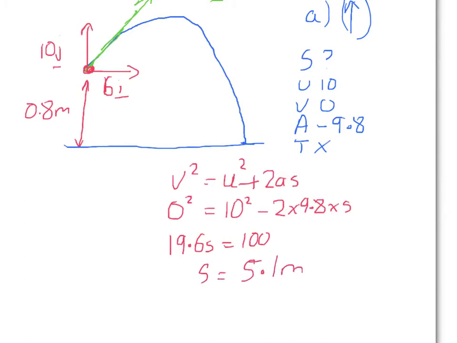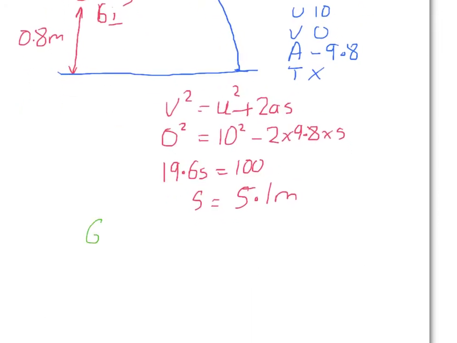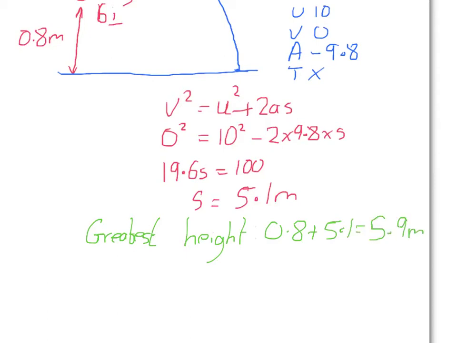But this just represents the distance from when the ball was hit to the highest point. Remember, we've also got to add on this initial 0.8 metres from the ground. So the greatest height is going to be 0.8, add on our 5.1 to make up 5.9 metres. Now remember, we've only gone to two significant figures because our acceleration is given to two significant figures.